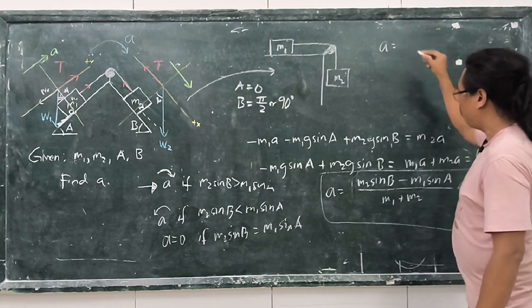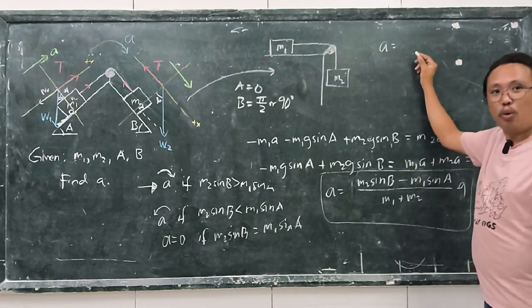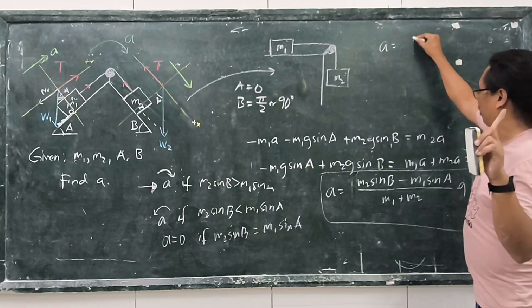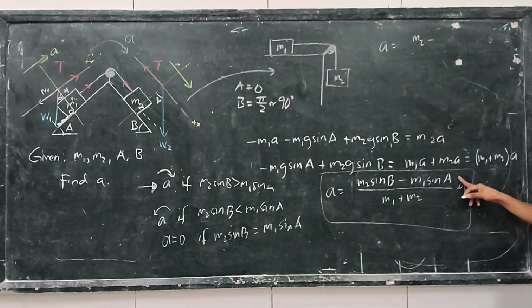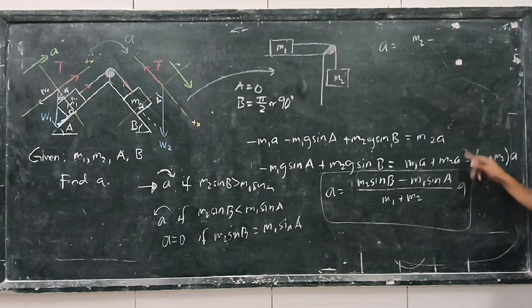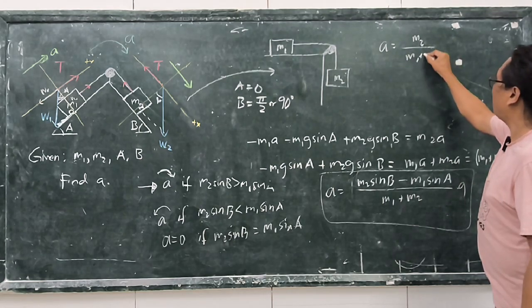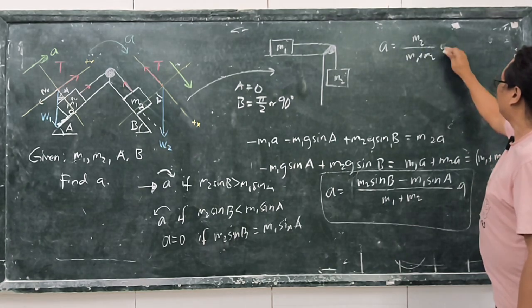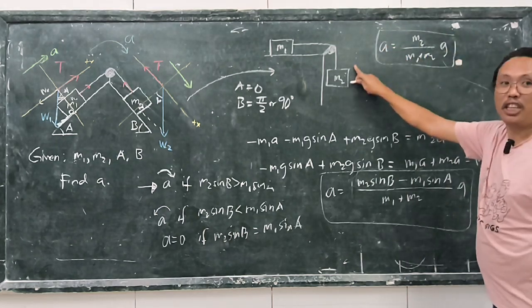A is equal to m1 sine B. What is sine of 90? Sine of 90 is 1. So this becomes m2 minus, what is sine of 0? Sine of 0 is 0. So minus 0, over m1 plus m2, times g. Here, this is our acceleration that we get in this case.